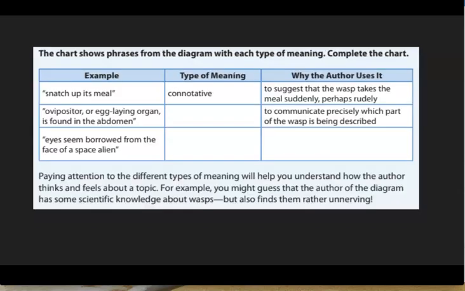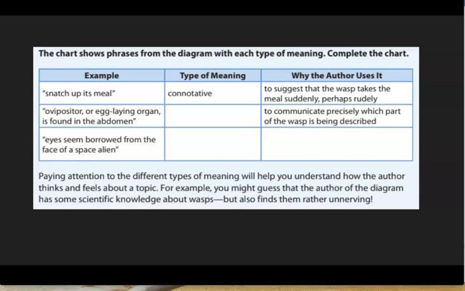And here we go. Looking at this chart, we're going to complete this together. They've given us an example, "snatch up its meal," and they have already told us that it has a connotative meaning. So we're looking at the words "snatch up." The author uses this to suggest that the wasp takes the meal suddenly, perhaps rudely. The author could have used the words "take its meal," but it's a bit more colorful, and we can definitely see it a little more clearly when the author uses the words "snatch up." So that definitely has a connotation.